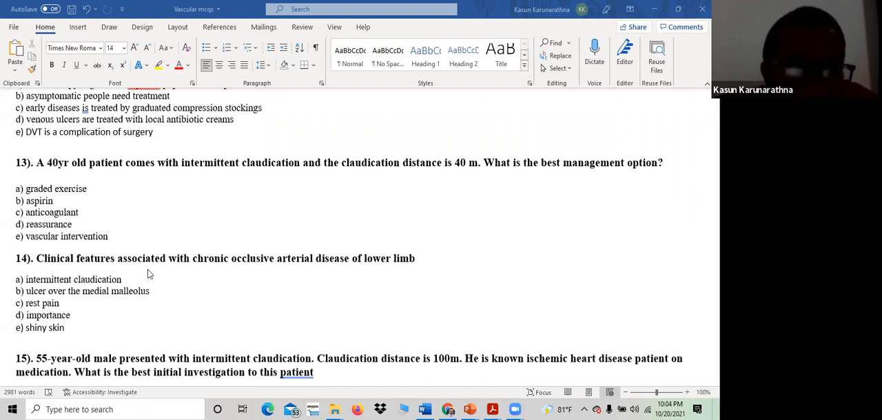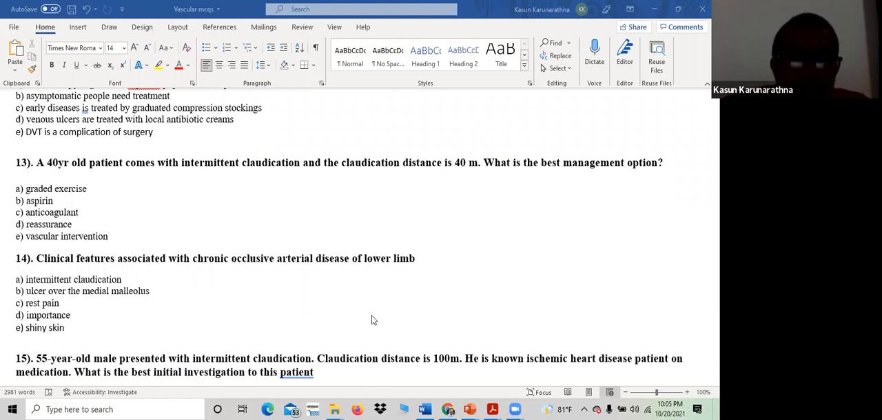Then, clinical features associated with chronic occlusive arterial disease of the lower limb. Can you answer question number 14? Intermittent claudication? Yes. Also the medial malleolus? It's usually venous ulcers, right? In the arteries, where do you get these ischemic ulcers, arterial ulcers? Between web spaces of the toes and dorsum of the foot, right? Then rest pain, again a feature.